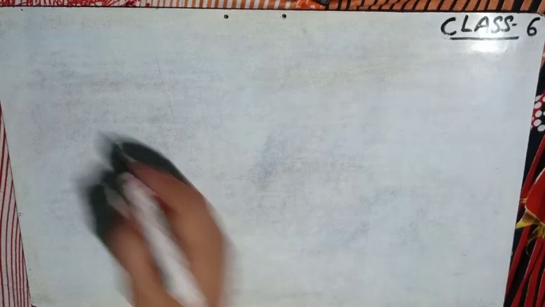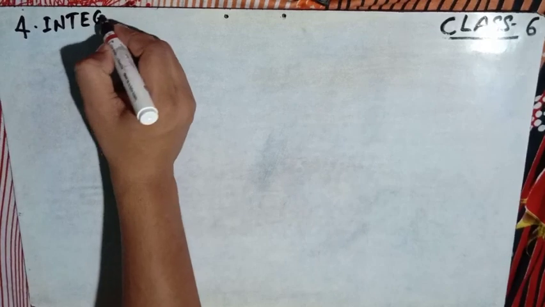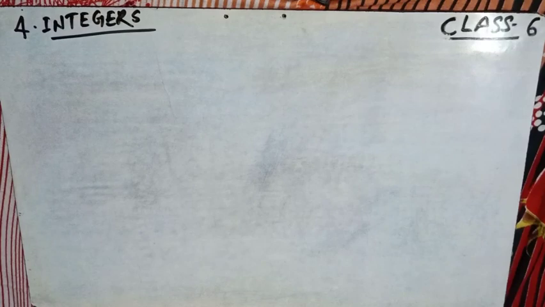The first thing, in class 6, chapter number 4, integers. Okay friends, in order to solve exercise problems we have to understand some concepts about multiplication of two integers with the same sign or with different signs, and their properties. Okay, now see, the first thing is multiplication of integers.